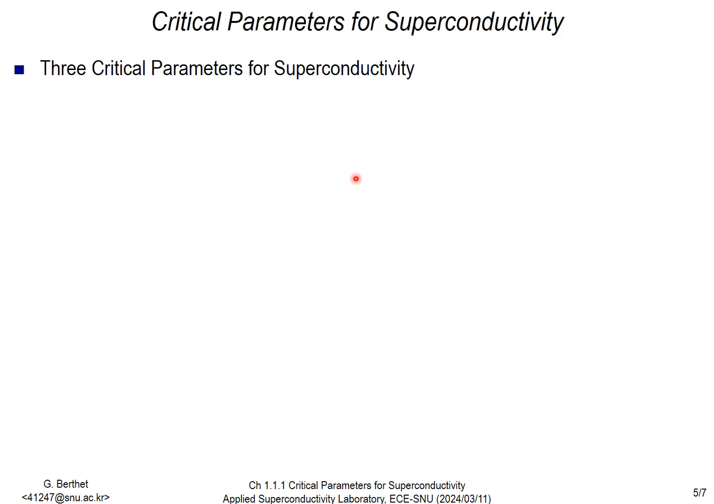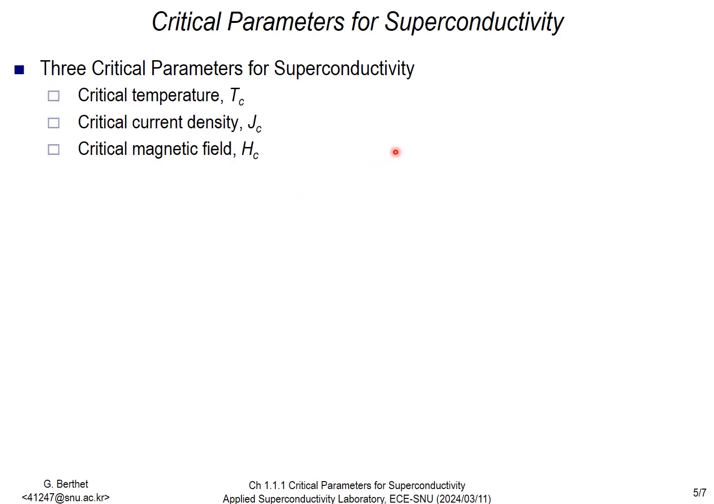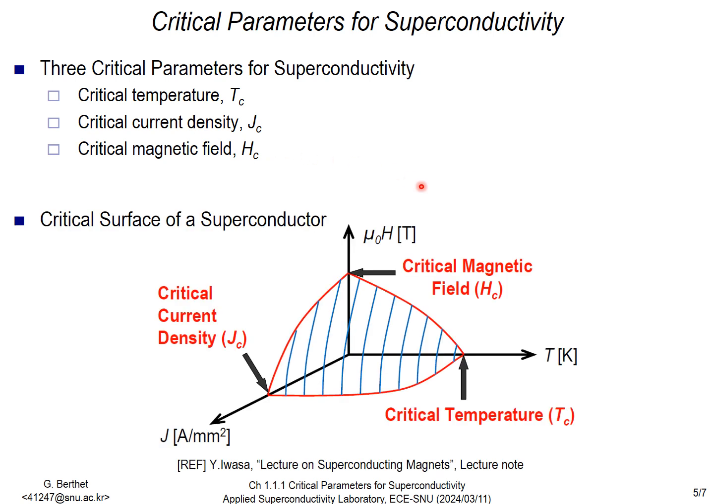In the same way, applying a high current or magnetic field on a superconductive material can drive it to its resistive state. Therefore, we have the three critical parameters for superconductivity: the critical temperature, the critical current density, and the critical magnetic field. On a 3D graph with axes current density, applied field, and temperature, we can draw the critical surface that shows the interdependence of these three parameters. Above this surface, the material is in its normal state and below, it is superconducting.